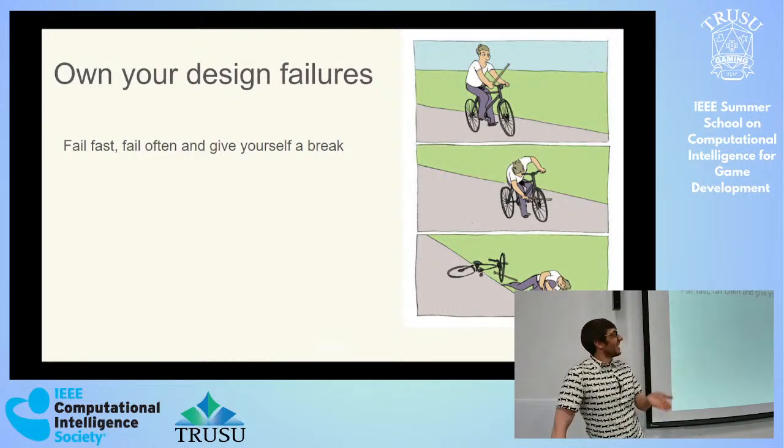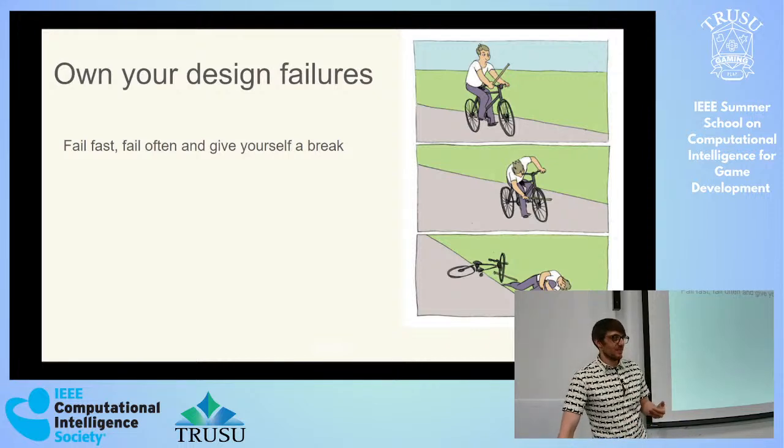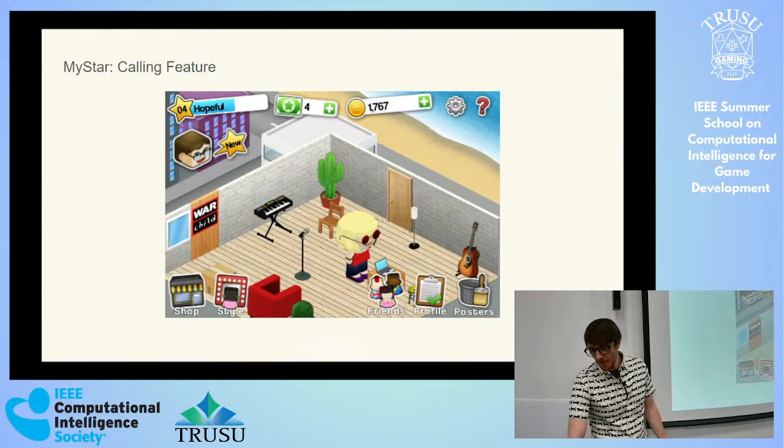This is a hard one. Own your design failures. You've got to fail fast. You've got to fail often. You will continue to do this and learn throughout your career as a game developer. That's fine. Just keep doing it. One of the things you want to do is make sure you learn from your mistakes. One of the most in hindsight obvious mistakes I made early on in my career.